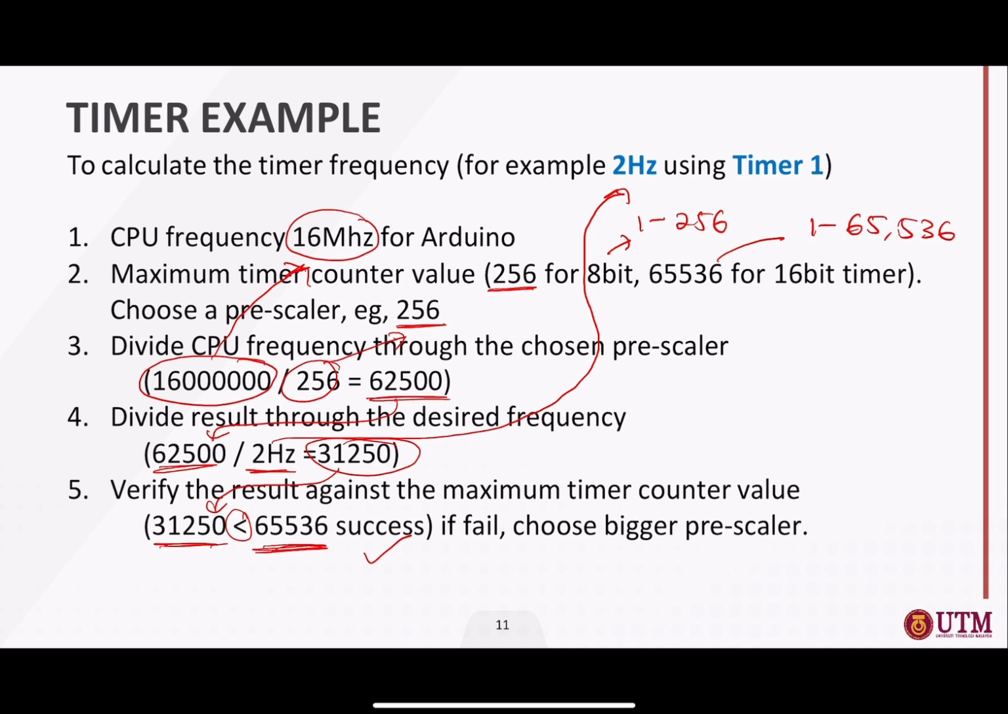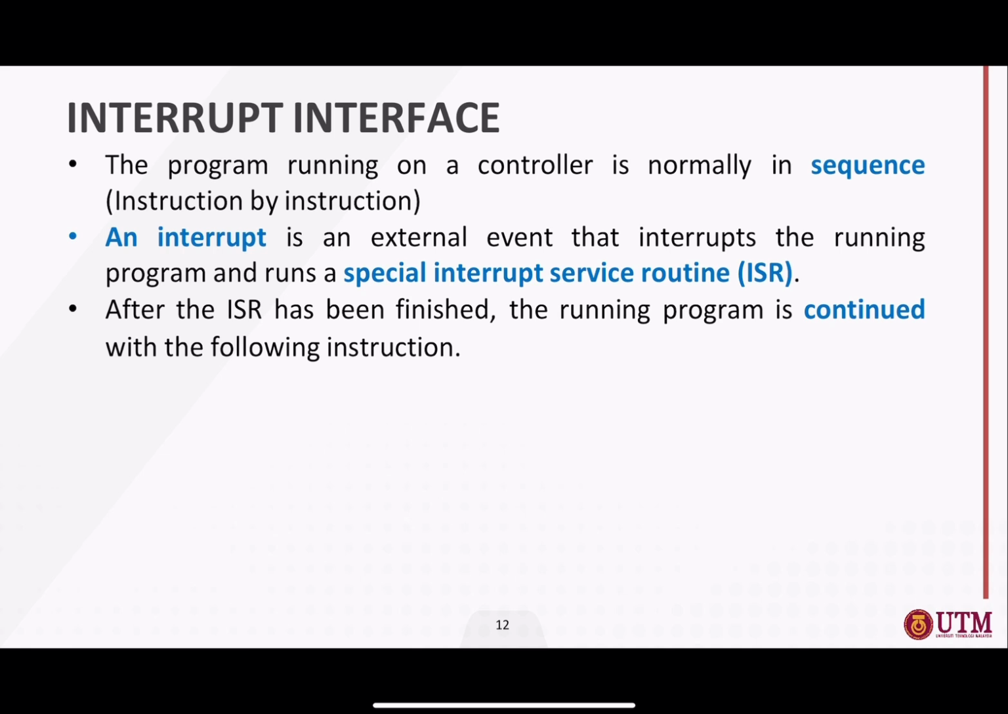Okay, so next is the interrupt interface. The program running on a controller is normally in sequence. Basically if you are running an Arduino program, you have void setup, open and close, and then you have void loop, open and close. So it will run in sequence, from up until down until you finish. For void loop, we will be looping over and over again.